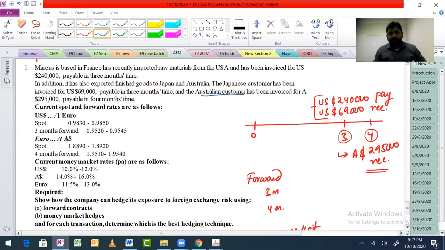The Australian customer has been invoiced at A$295, payable in 4 months time. So how will you hedge this? Your home currency, you are France, so your home currency is euro. How are you going to hedge this in the money market?